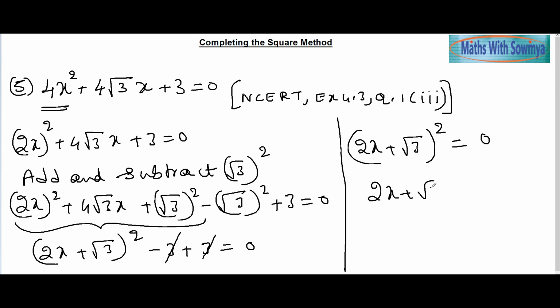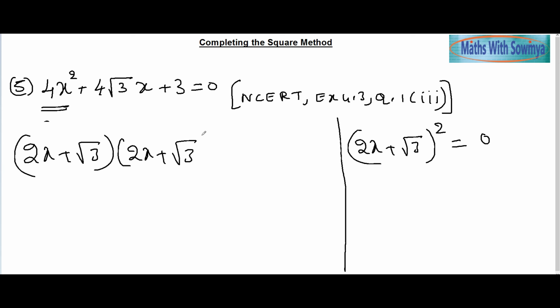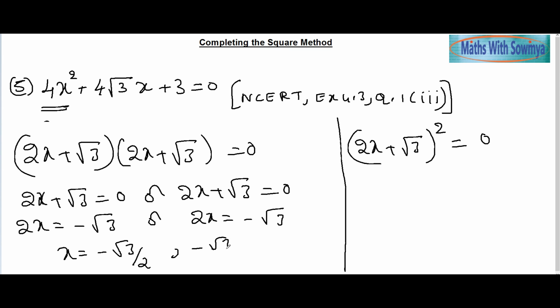Never do this: 2x plus root 3 is equal to 0 and taking the value of x. Never do this because this is a quadratic, so you should always get two answers, two roots for this, not a single one. Always whenever you get the square, you have to write like this, because if it is a square, it is quadratic and you should get two roots. So this is 2x plus root 3 is equal to 0 or 2x plus root 3 is equal to 0. 2x is minus root 3. 2x is minus root 3. x is minus root 3 by 2 and minus root 3 by 2. So you should always get the two values for this.